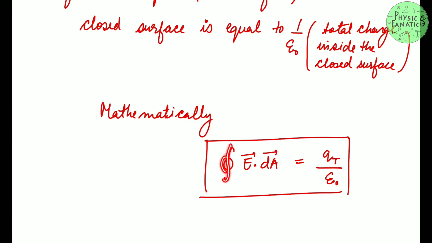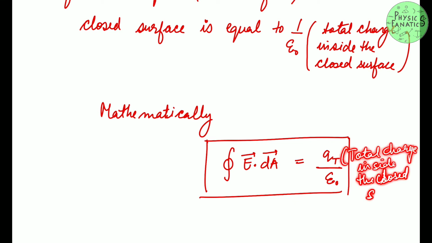So the integration over the closed surface of E dot dA actually gives us the flux. Basically, the flux that is going out of the closed surface is given by Q total, the total charge enclosed inside the closed surface, divided by epsilon naught. So that is the mathematical form.